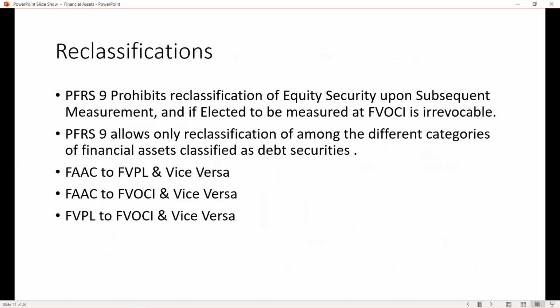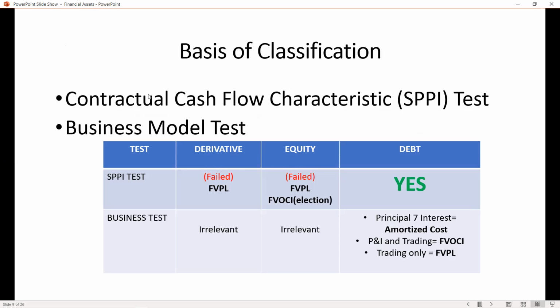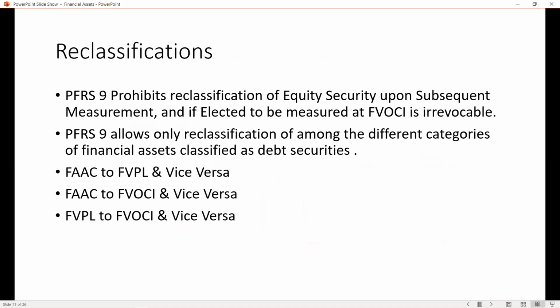Ngayon, sinasabi dito na di pwedeng i-reclassify ang equity security upon subsequent measurement. Ibig sabihin, kapag na-record mo na siya at FVPL, habang buhay na siyang FVPL. Kapag na-record mo na rin siyang FVOCI, habang buhay na siyang FVOCI. Hindi pwede na January 1, FVPL siya, pag December 30, gusto niyong gawin siyang FVOCI, no. It is a big no-no under PFRS 9.